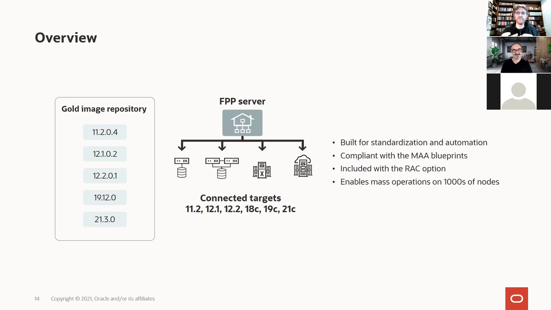Okay, so fleet patching and provisioning is a central server, and from there you orchestrate the operation on all the different targets. It has a gold image repository, where you can store your preferred images, the images that you want to deploy everywhere. And from there, you can deploy all those images to the different targets. That can be single nodes, clusters, Exadata clusters. And it supports 11.2, so sorry, Mike, but we still support 11.2 with fleet patching and provisioning because it's a market-driven one.